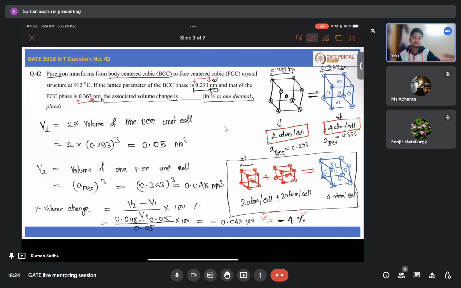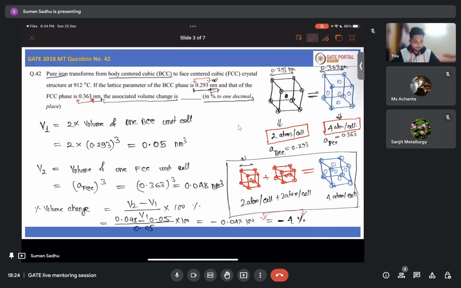So if you want to take care of that, then you have to calculate accordingly: what should be your length when you are working in the FCC region, so that when it cools down and converts into BCC, what will be the final length? Okay, sir. So if it is clear, then should I move to the next question?